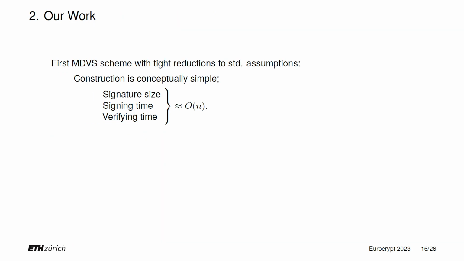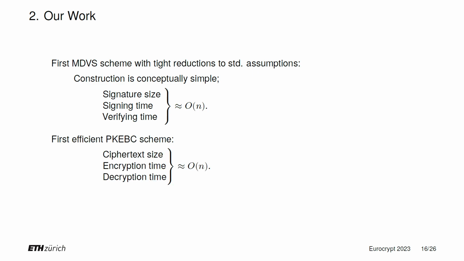And so to summarize, we give the first MDVS scheme with tight reductions to standard assumptions. And our construction is actually conceptually simple. The signature size and both signing and verifying time only grow linearly with the number of verifiers. We also give the first PKE-BC scheme whose ciphertext size, encryption and decryption time grow only linearly with the number of receivers. Just a small note that we actually prove both schemes to be tightly secure under adaptive corruptions.